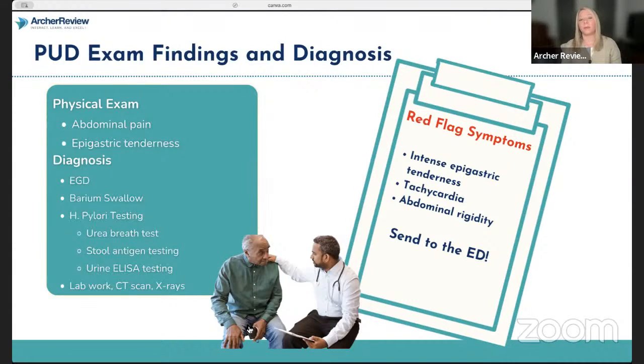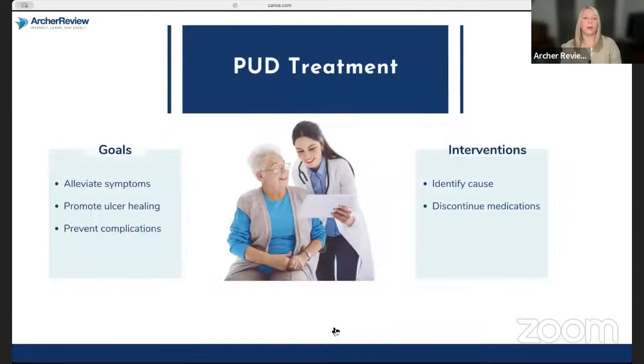So for red flag symptoms, we're going to take note of any intense epigastric tenderness, tachycardia, or abdominal rigidity. These are all signs of an acute abdomen and immediately need to be sent to the ED. So let's talk about treatment. The goal, of course, is to alleviate the symptoms, promote ulcer healing, and prevent complications.